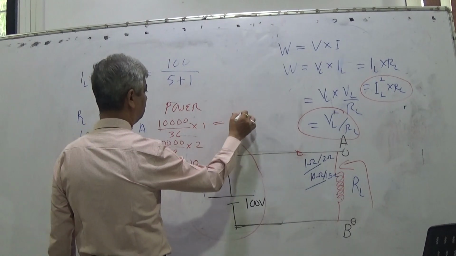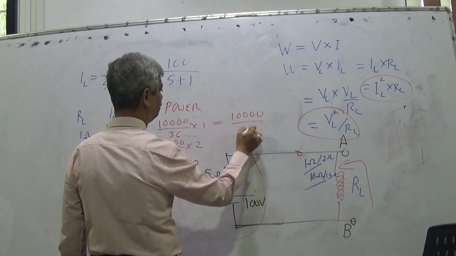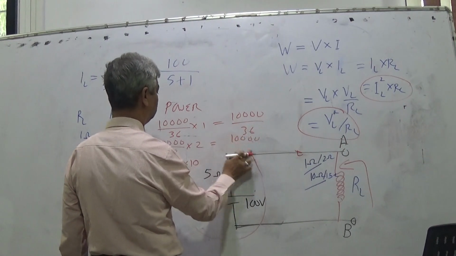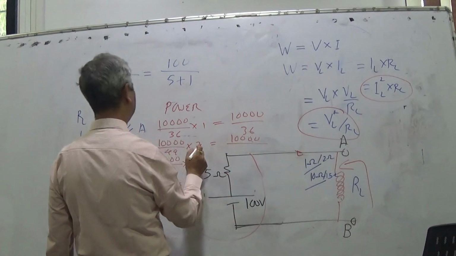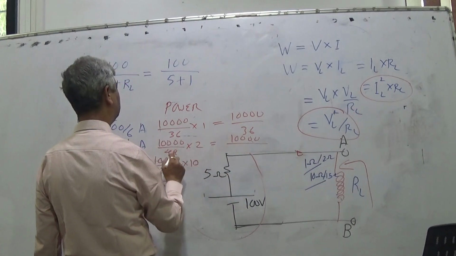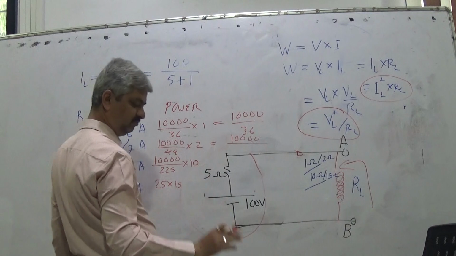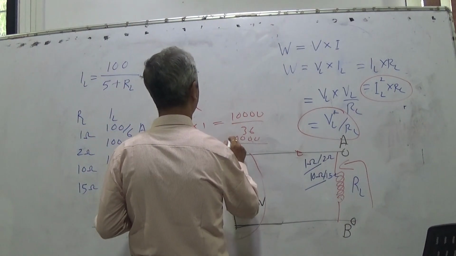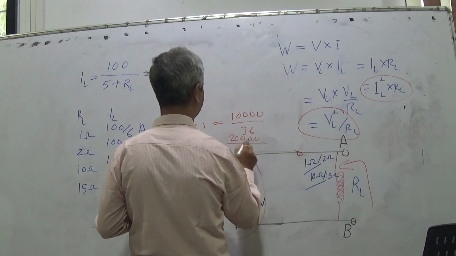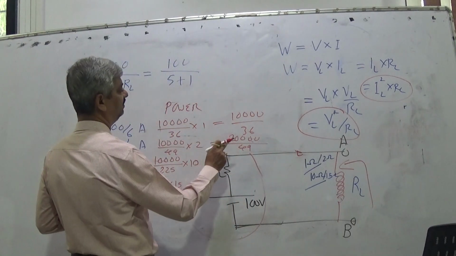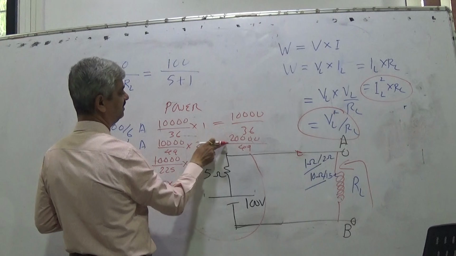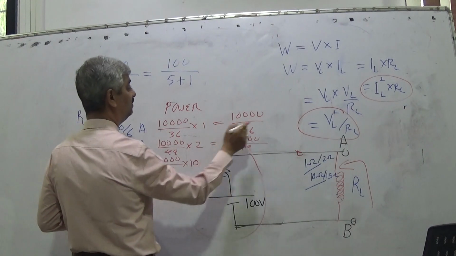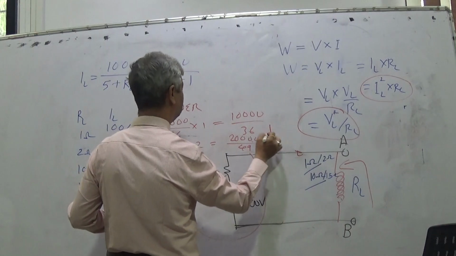Then 10,000 upon 36, and to be very precise, 20,000 upon 49. So which is more? 10,000 upon 36, or 20,000 upon 49, which means 10,000 upon 24.5. So power increases.